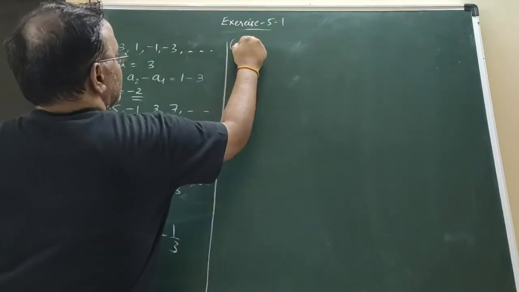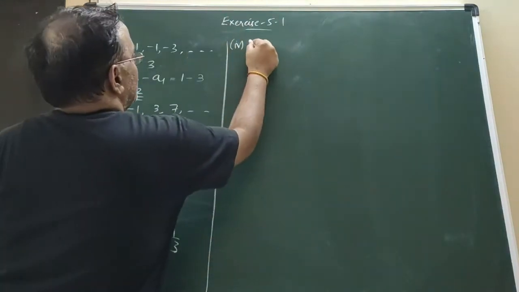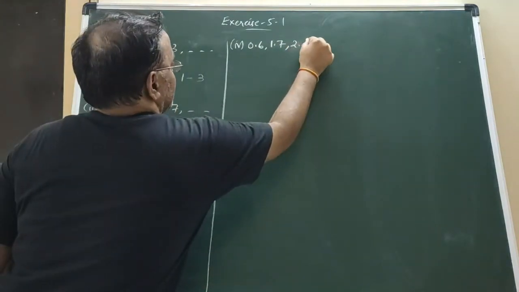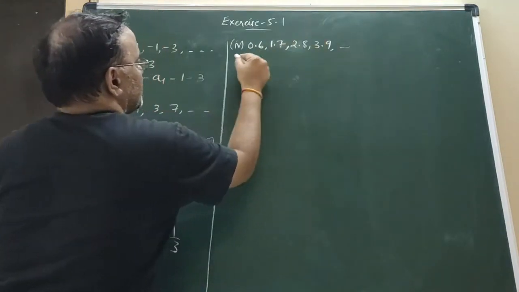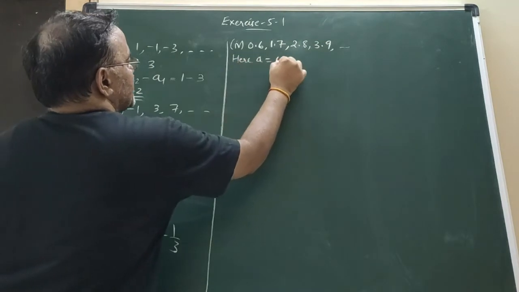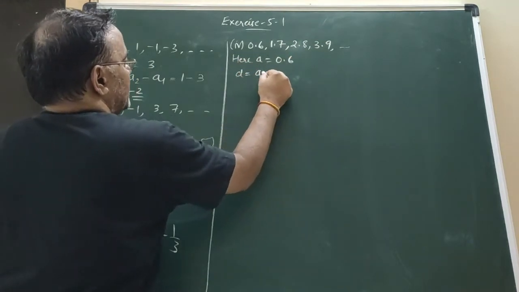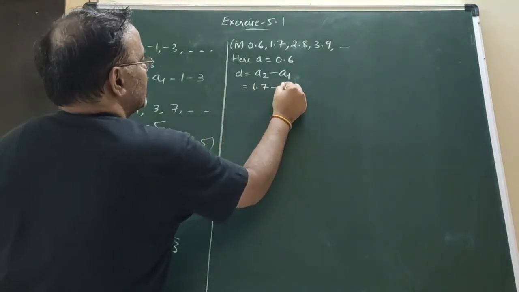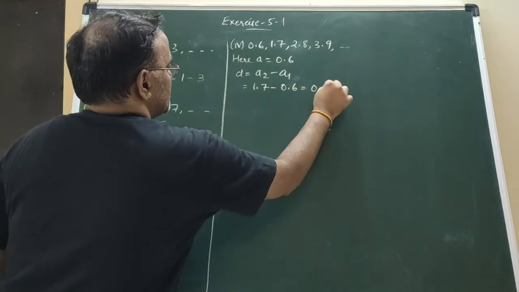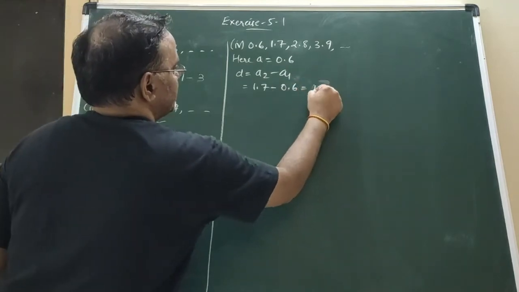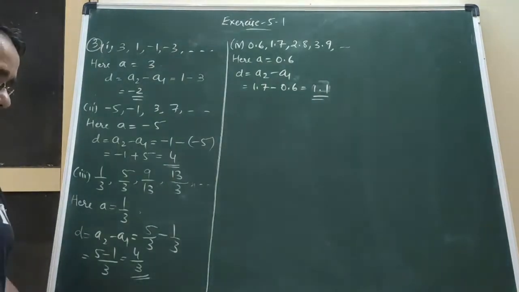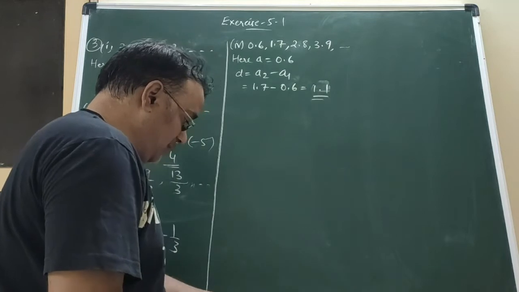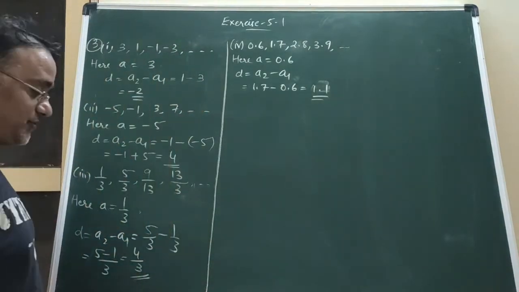Now the fourth bit: 0.6, 1.7, 2.8, 3.9, and so on. So here the first term is 0.6 and the common difference is A2 minus A1, right? So 1.7 minus 0.6, so 1.1 is coming. So this is the common difference, that is 1.1. So 4 bits are over.